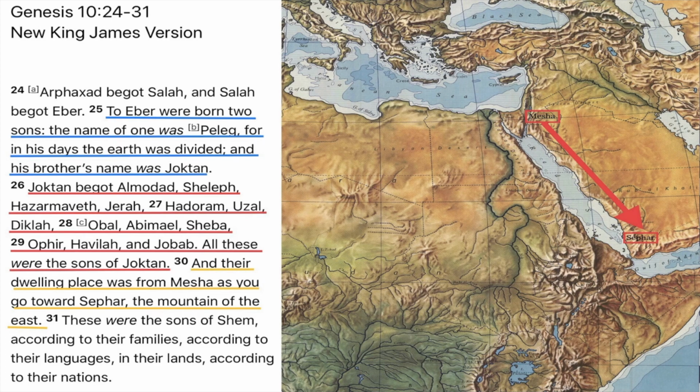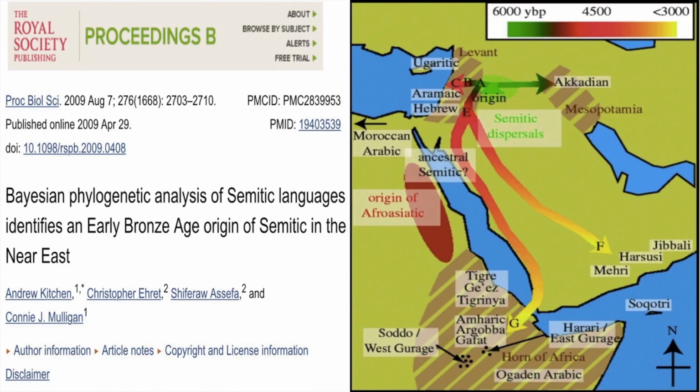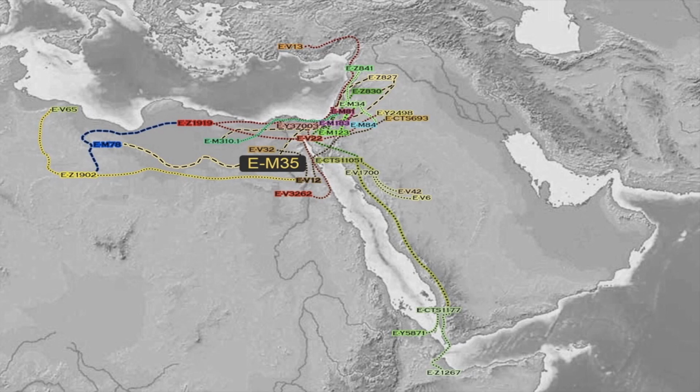All these were the sons of Joktan, and their dwelling place was from Mesha as you go toward Sephar, the mountain of the east. And Mesha would be in the area of the Jordan and the Levant, and Sephar would be in Yemen, near southern Arabia. And this would actually fit the migration of Semites going from the Levant into southern Arabia, bringing their southern Arabian branch of Semitic languages. And again, this will fit with haplogroup E going into Arabia and into the southern Levant.